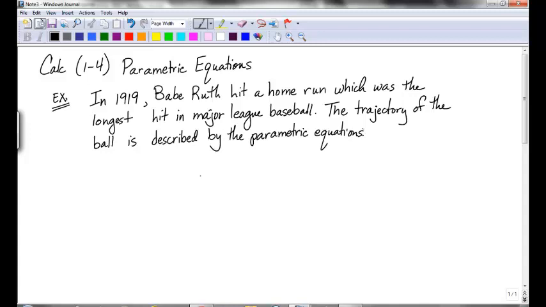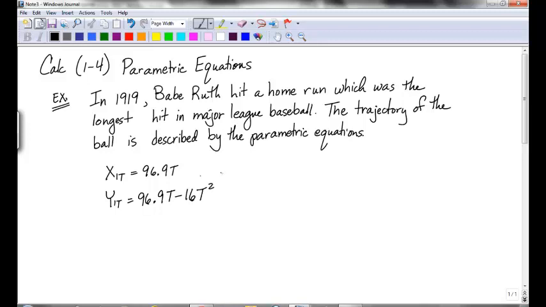And the parametric equations they're going to give us are x sub 1 of t is 96.9t, and y sub 1 of t is 96.9t minus 16t squared.